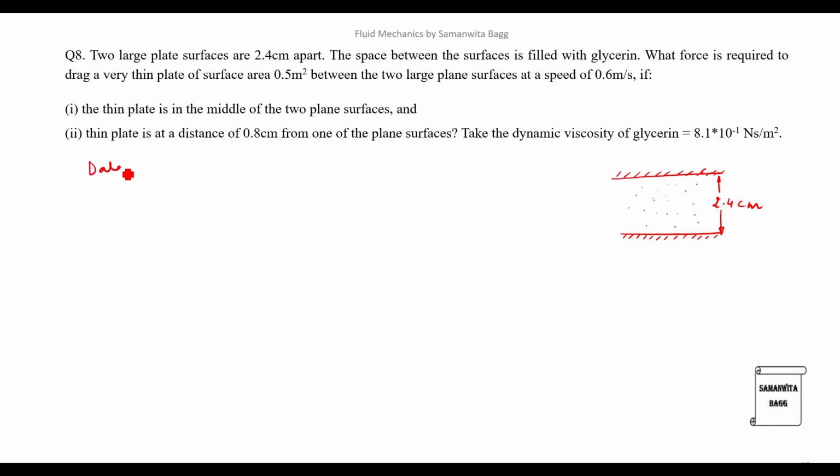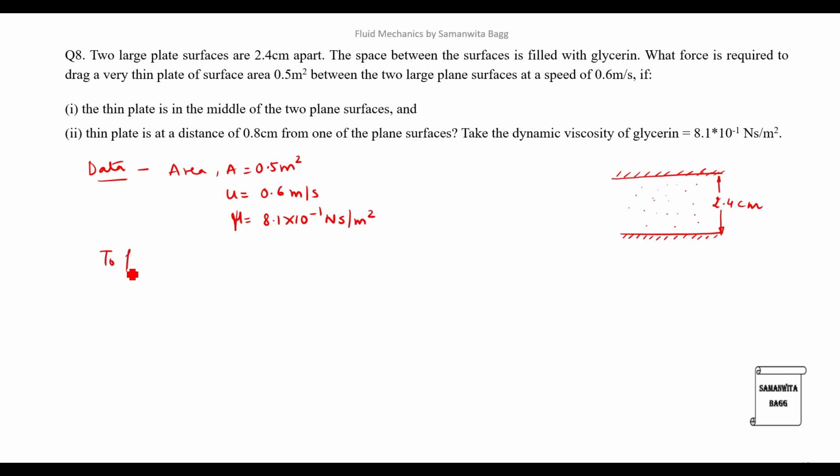So I'll also write down the data that is given. The area is given as 0.5 meter square between the two large plane surfaces, and it is dragged at a speed of 0.6. So here I know that the speed is 0.6 meter per second. If the thin plate is in the middle of the two plane surfaces and thin plate is at a distance of 0.8 centimeter from one of the plane surfaces, take the dynamic viscosity of glycerine. Dynamic viscosity mu is 8.1 into 10 raised to minus 1 Newton second per meter square.